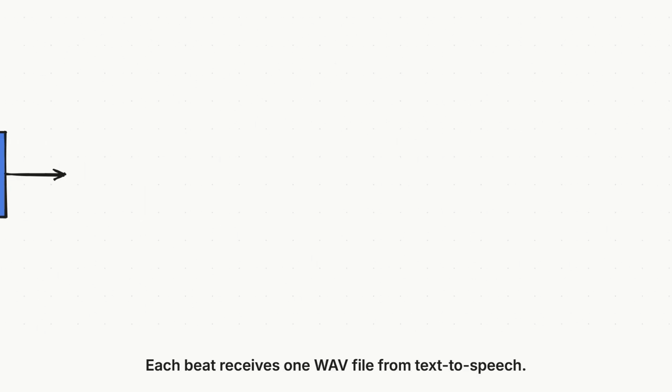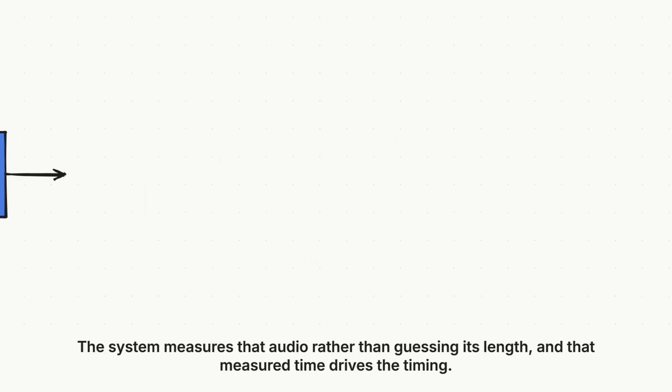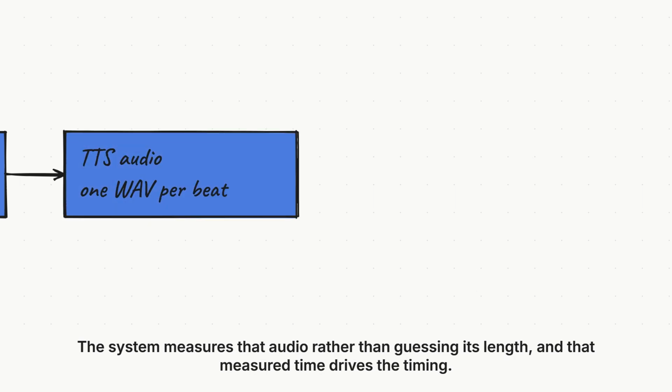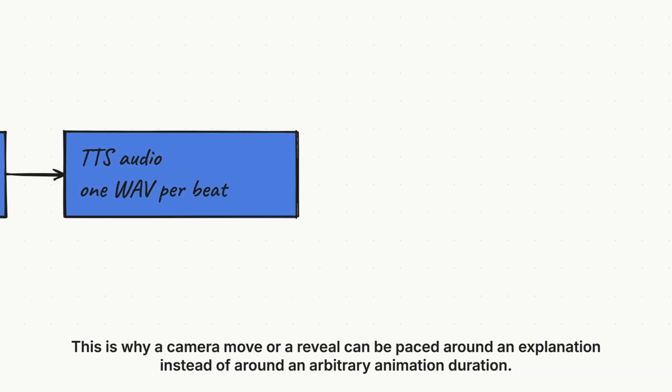Each beat receives one wave file from text-to-speech. The system measures that audio rather than guessing its length, and that measured time drives the timing. This is why a camera move or a reveal can be paced around an explanation instead of around an arbitrary animation duration.